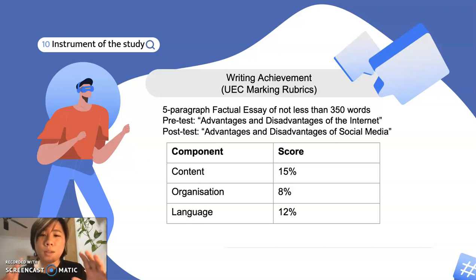So the reason for the pre-test and post-test being selected is because the topics are pretty similar. A lot of the points can be utilized for both essays. The students will be scored according to content, 15 marks, organization 8, and language 12 marks.